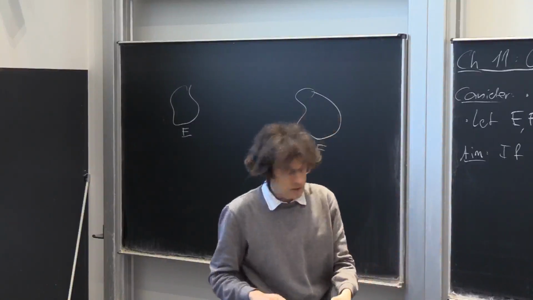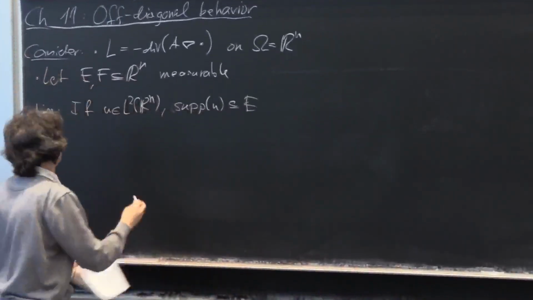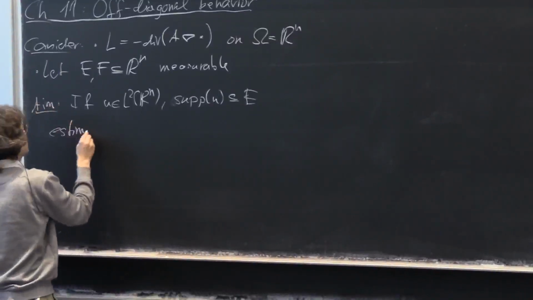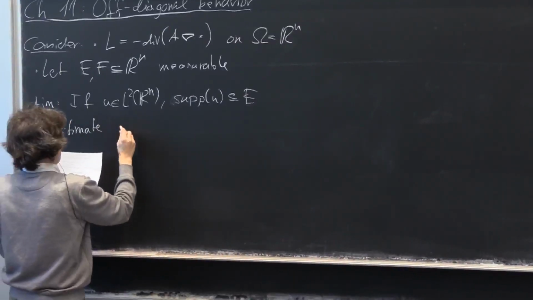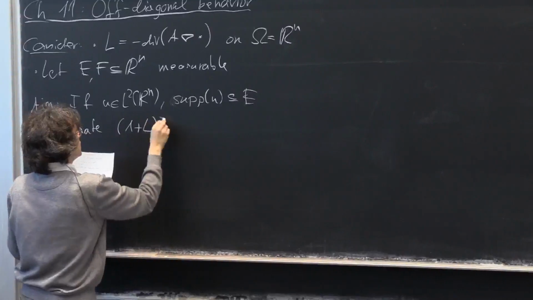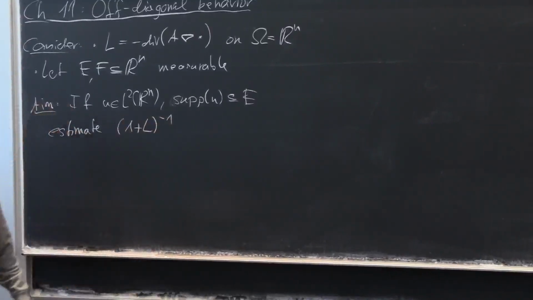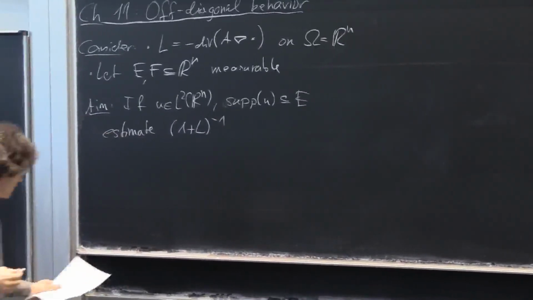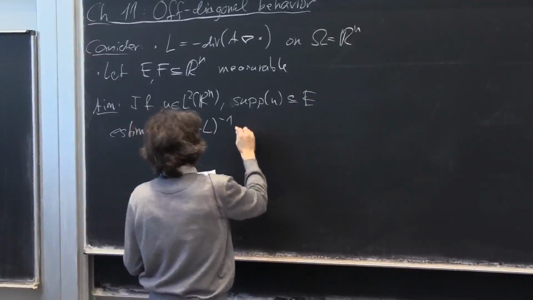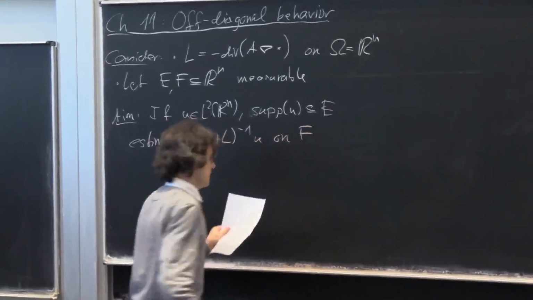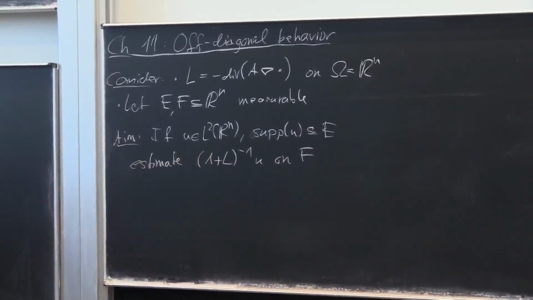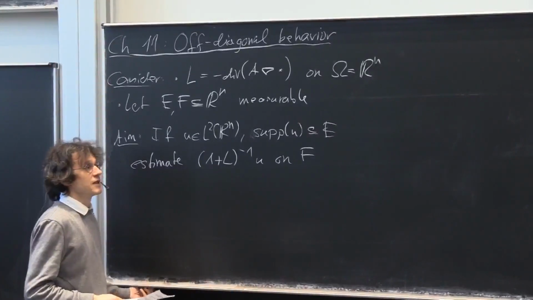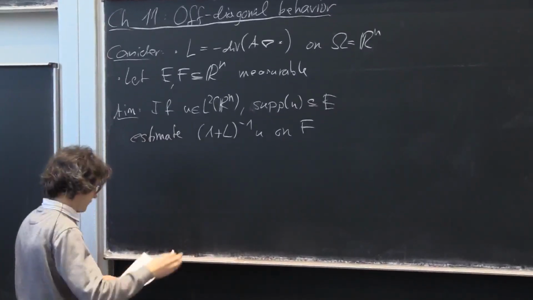quantify in this lecture. So the aim is, if you have a function u that is supported in E, what we then head for are estimates for the resolvent, or later on also (1 plus t squared L) to the minus 1, applied to u on F. As I said, think of E and F far apart. Okay, that's the aim of today's lecture, and this is what is called off-diagonal behavior.